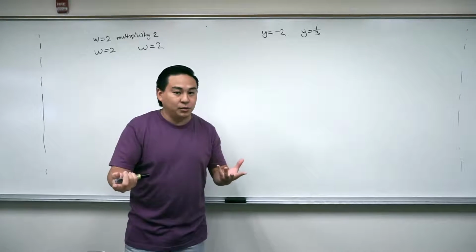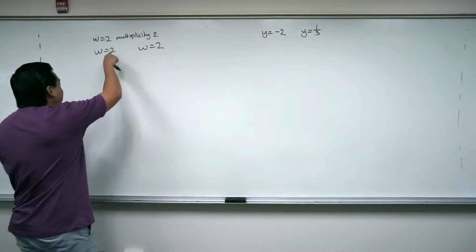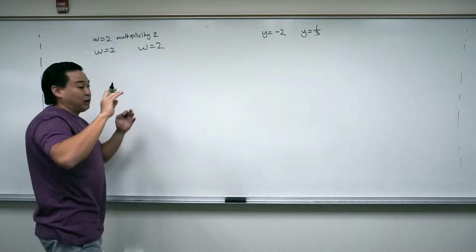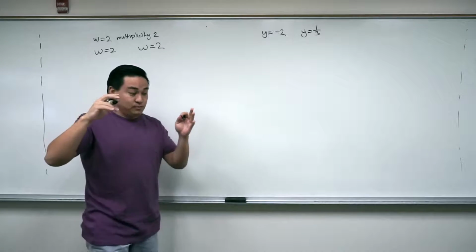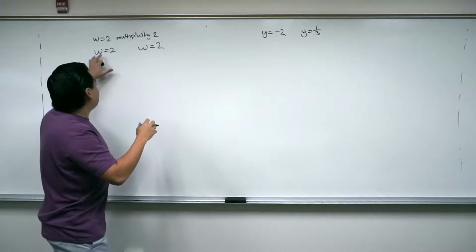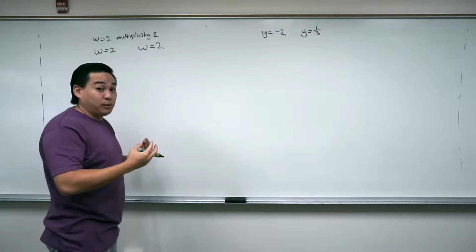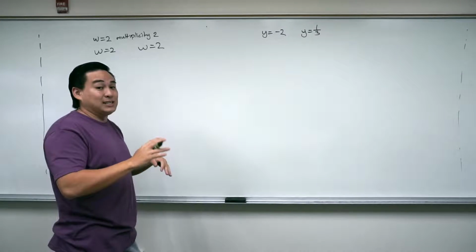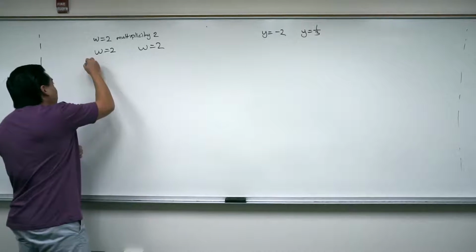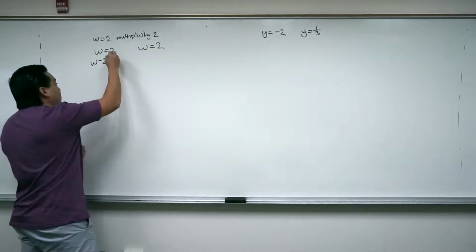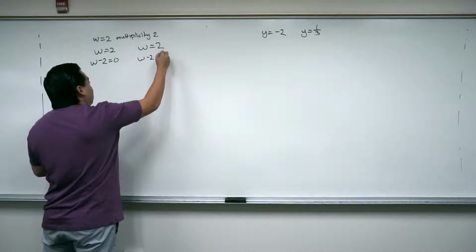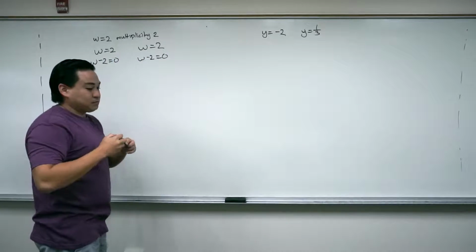Well, this one's going to go the other way. We brought everything over from the left-hand side to the right-hand side so that we can solve for w. In this case, we're going to go the other way. We're going to bring everything over to the left-hand side and set the right-hand side equal to 0.